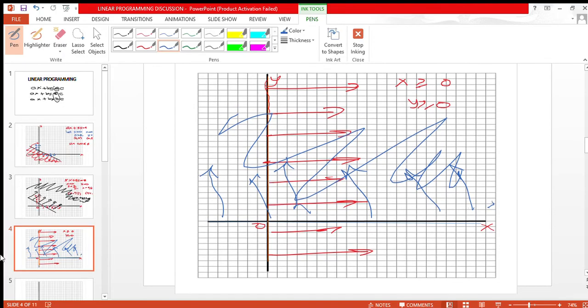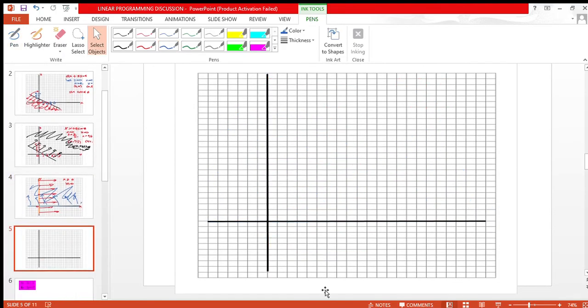So another thing that we need to review before we proceed with our problems on linear programming is what we call locating our feasible region.